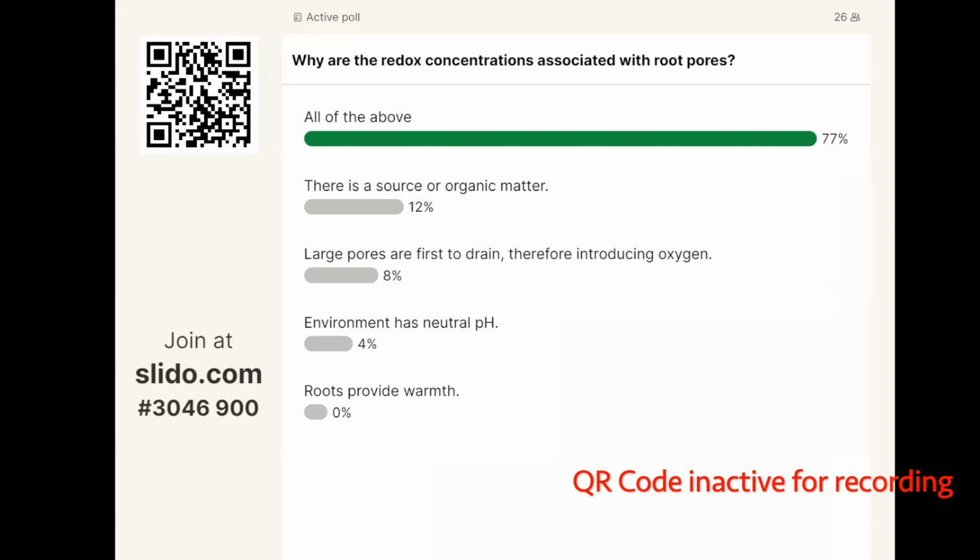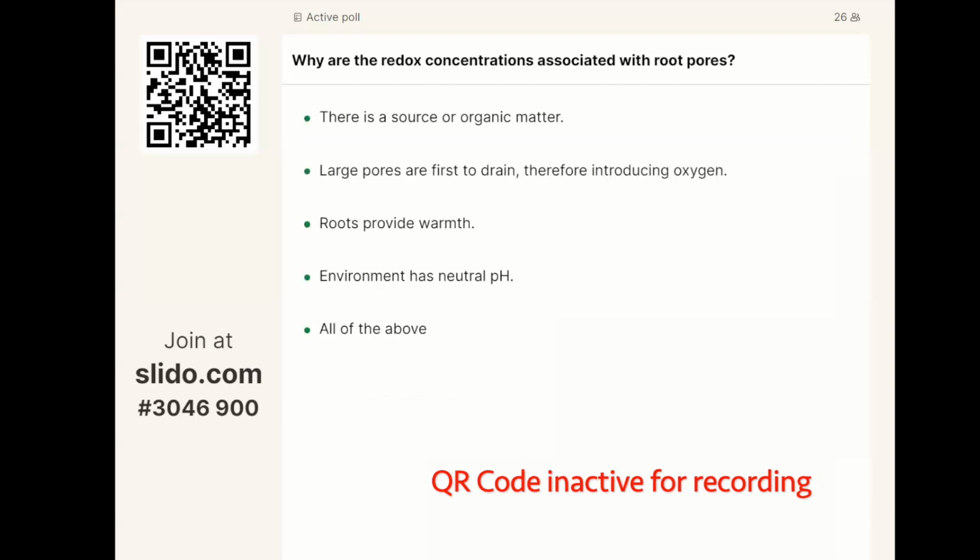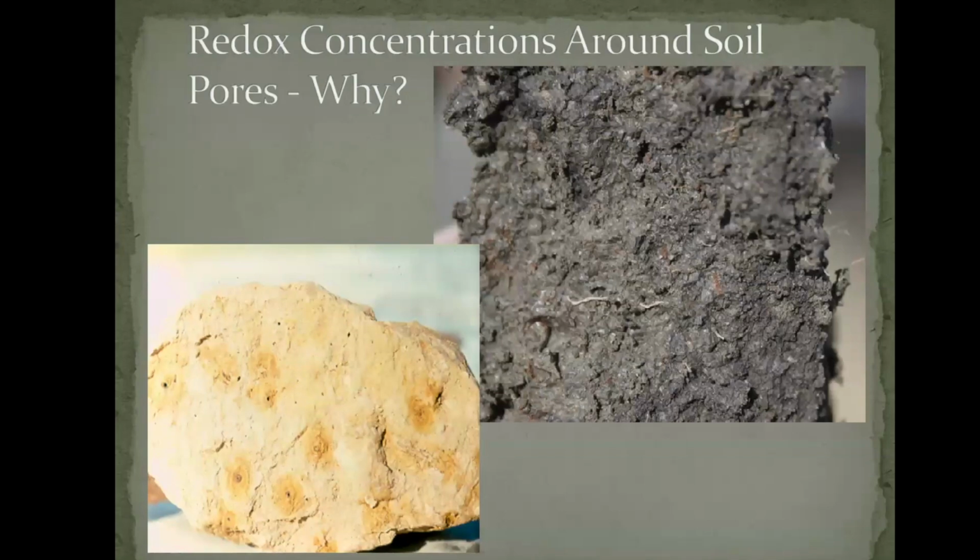Remember the 5 things that we need to have for redoxymorphic features. We need the right temperature, the right pH, a source of organic matter, and iron present. It's all there for us. We need anaerobic conditions when it's wet, but then oxygen introduced to reoxidize. Those are all the factors that contribute to that, and that's why they form around those root pores. So that's what's going on.